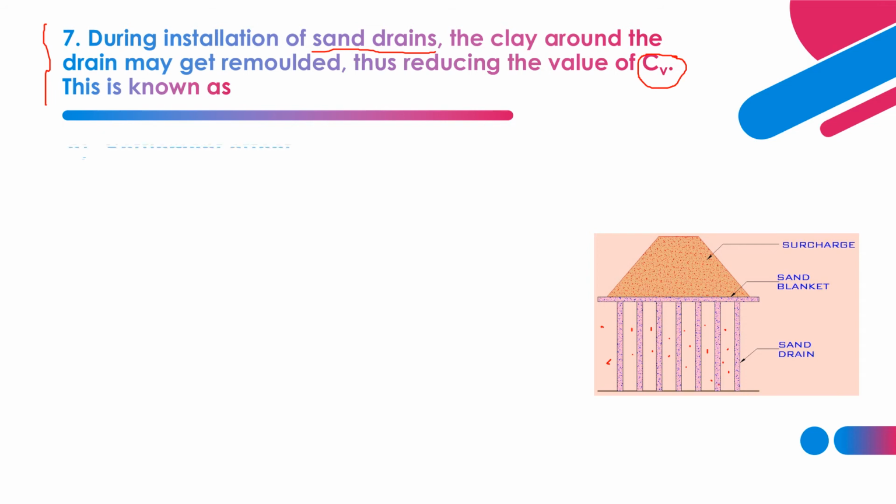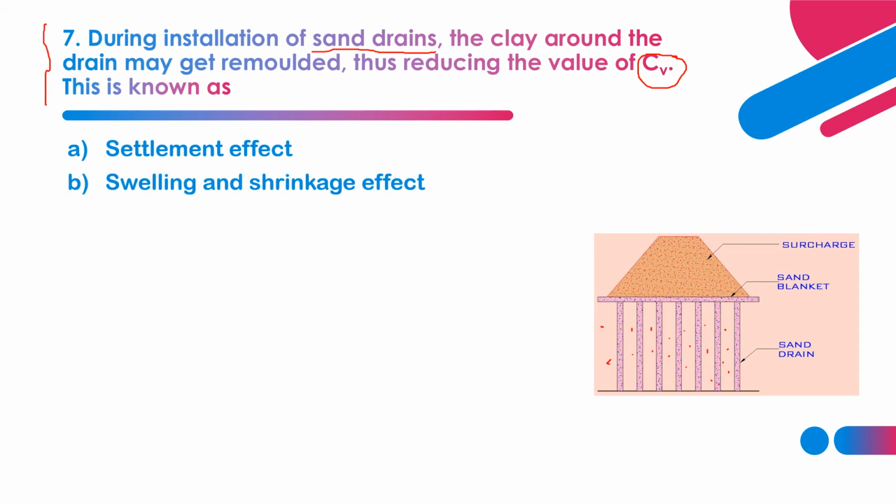What is this effect? Option A, whether it is settlement effect. Option B, whether it is a swelling and shrinkage effect. Option C is smear effect. Option D is called radial compression. What is the correct notation or correct definition we get from this process?